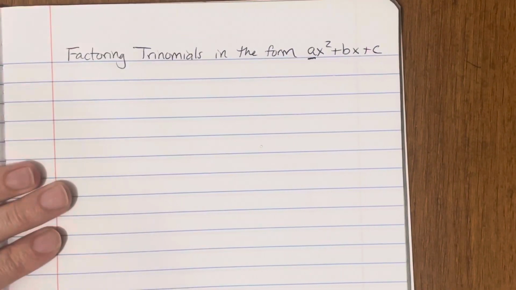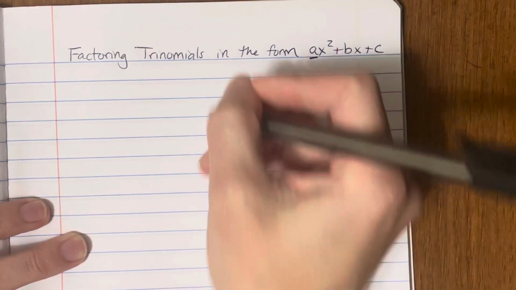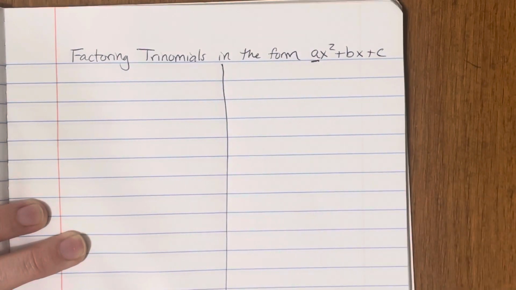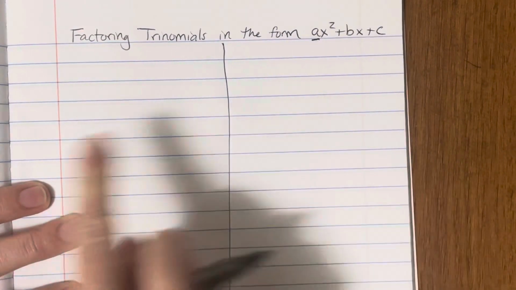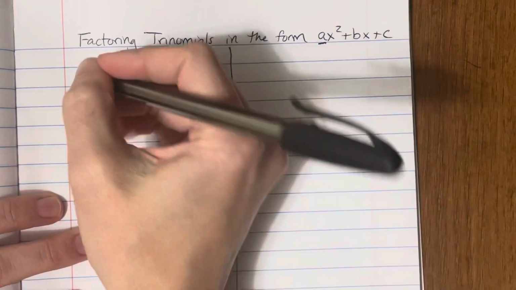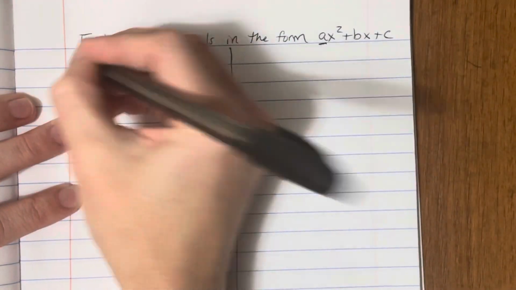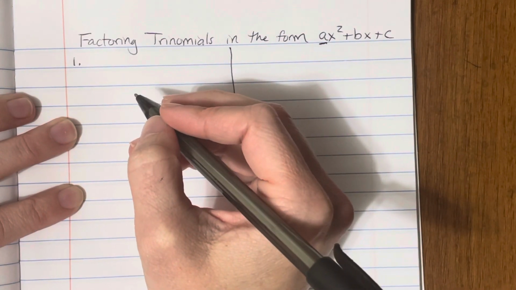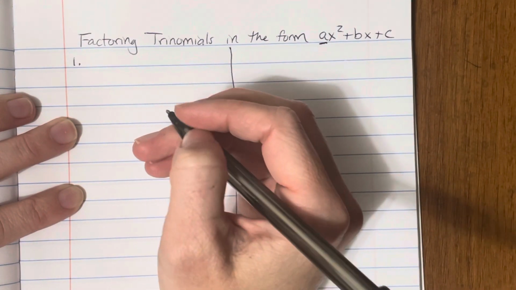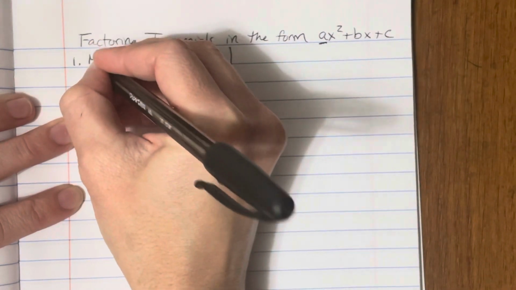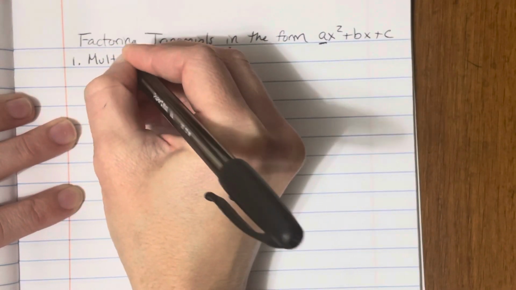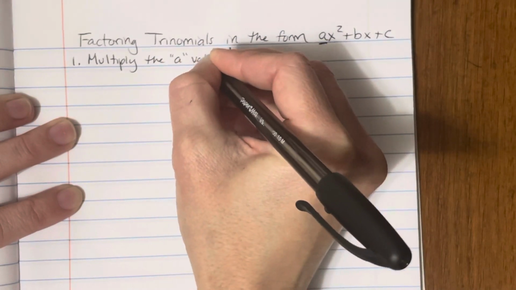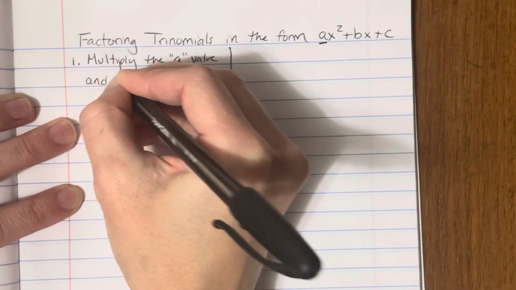So here are our steps. We need 6 spaces here, so go ahead and split your paper down the middle, and we're just going to alternate between 6 different sections. In the first section, we're just going to write the steps for how to do this. So first, anytime we have something in the form ax squared plus bx plus c, the first step is to multiply the a value and the c value.